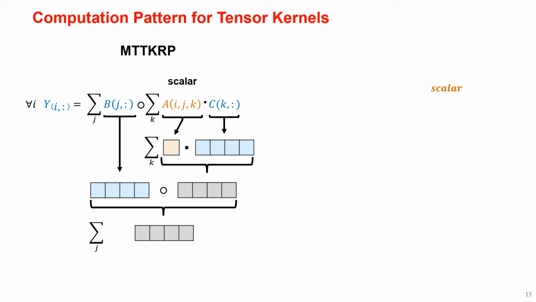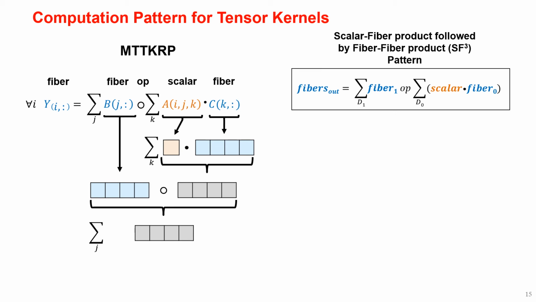So if we try to abstract out the computation, we first pick a scalar, multiply it with a fiber, sum up the results over a domain, perform some vector operation with another fiber, sum up the results over a domain, and this gives us the output fibers. We call such a pattern a scalar fiber product followed by fiber product, or the SF cube compute pattern.